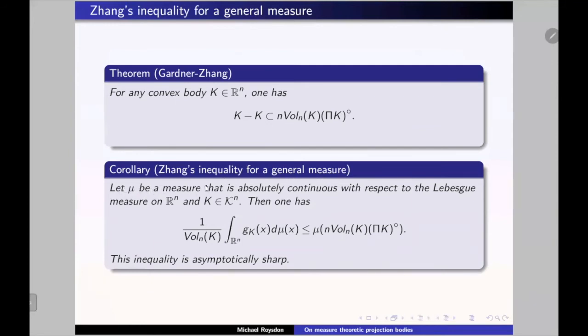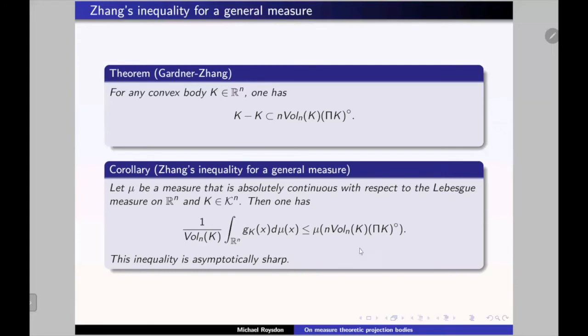So you can take a measure mu, which is absolutely continuous with respect to the Lebesgue measure, non-negative, and a convex body K. Then one has that this average of the covariogram of K with respect to the measure mu divided by the volume of K never exceeds mu and volume of K times the polar projection body of K. And this inequality is asymptotically sharp, meaning I can find an example of a measure and an example of a body where this is equality.